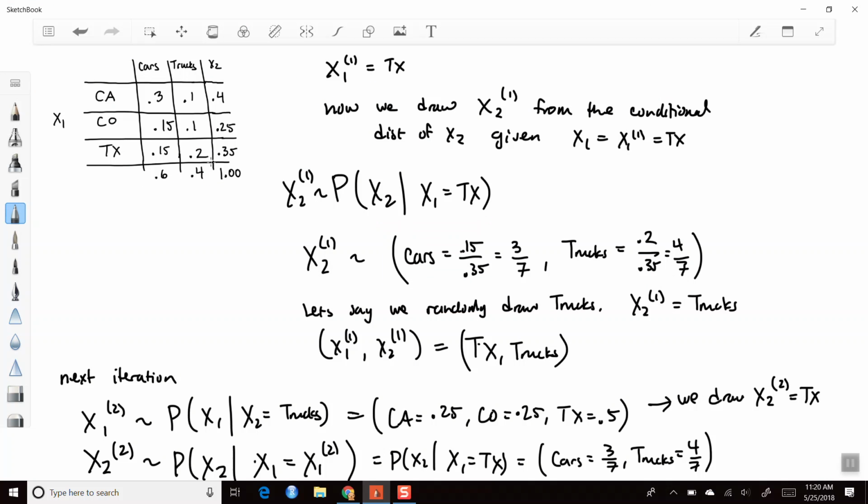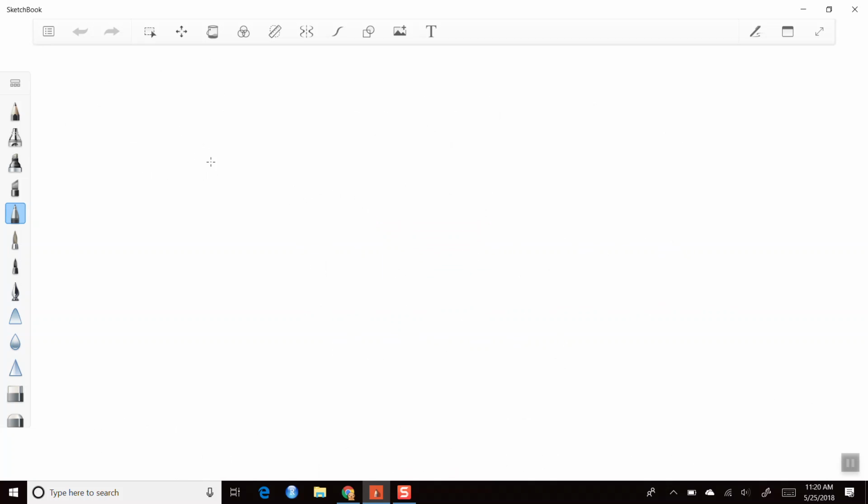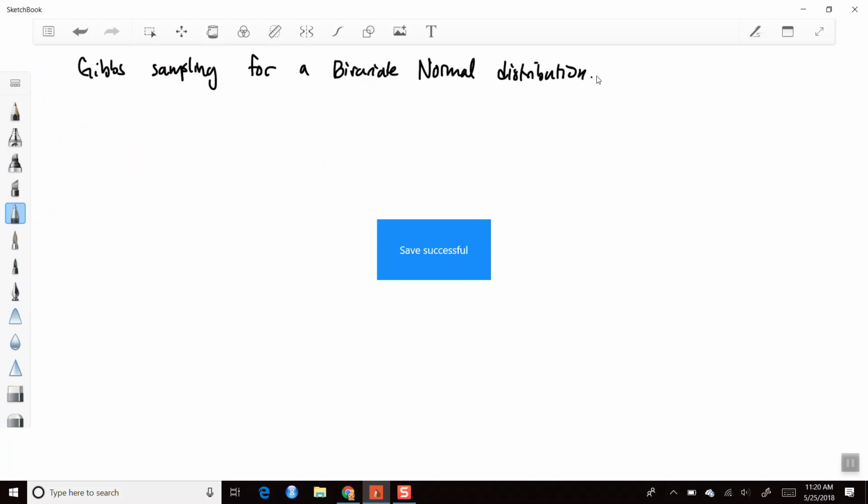Okay, so let's take a look at a slightly more realistic example, and we'll look at Gibbs sampling for a bivariate normal distribution. You will do this in your homework. I've actually posted homework 5. That's up on CCLE under week 9. I think it's an easy homework, but I don't know. Maybe it's not. There's only 3 problems.